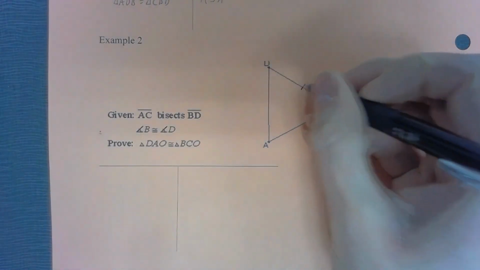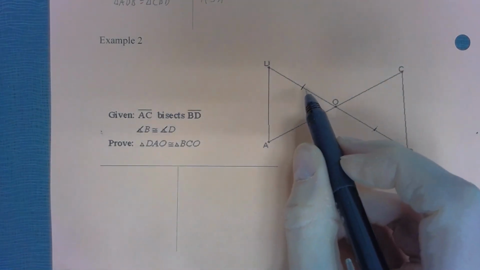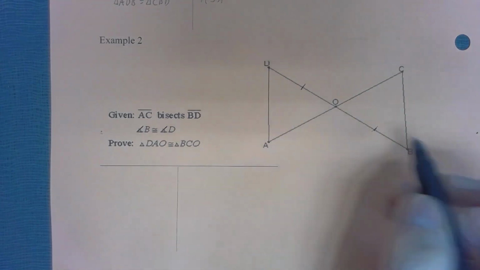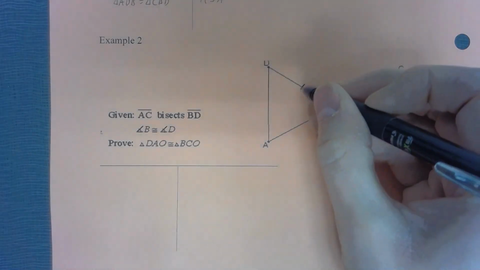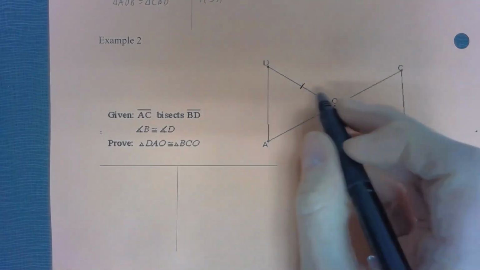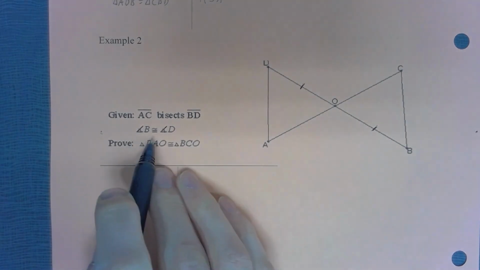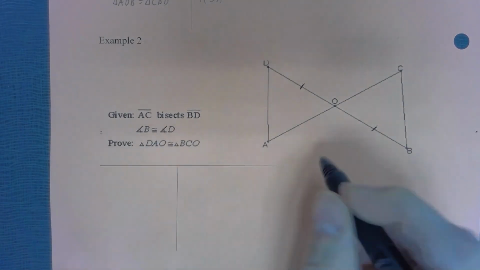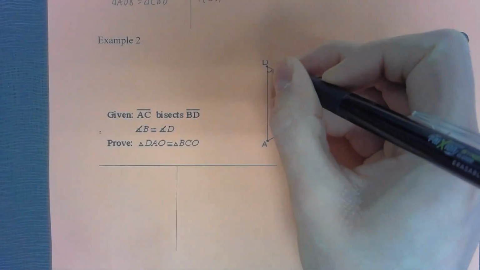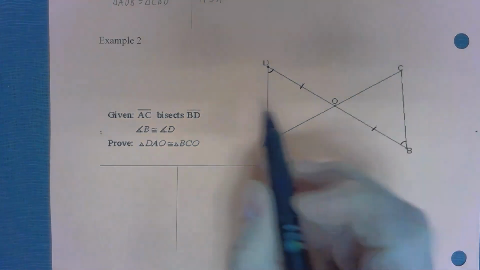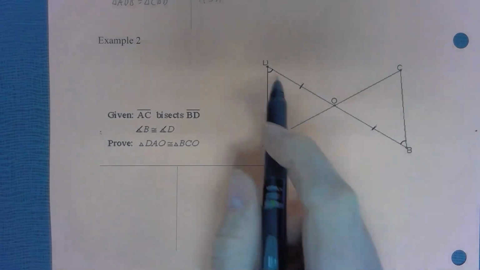So when we write down our given, AC bisects BD, we're going to be able to conclude that DO is congruent to BO. We can't just say that right off the bat, but we're going to be able to do that using that rationale there. And angle B is congruent to angle D. Angle up there. So far we have an angle and a side, or a side and an angle.